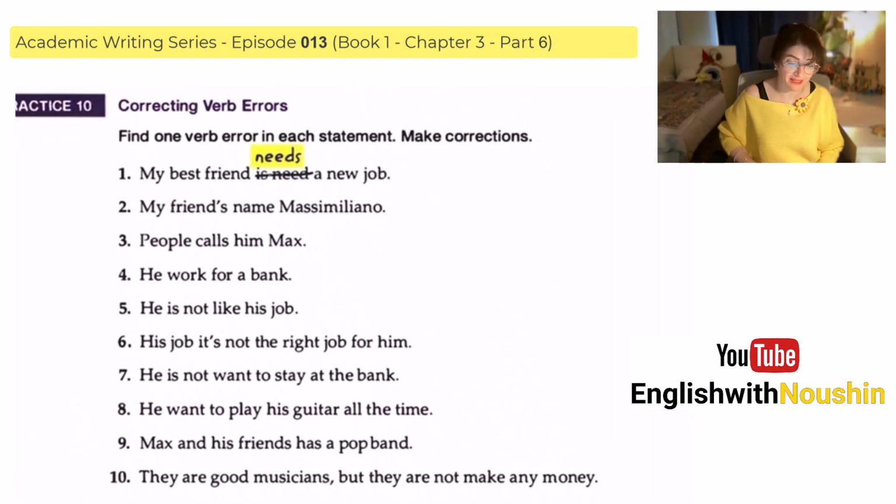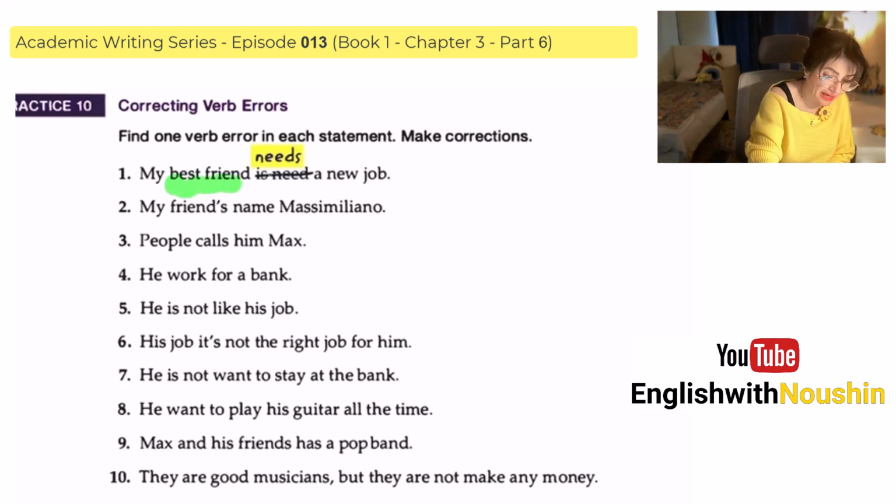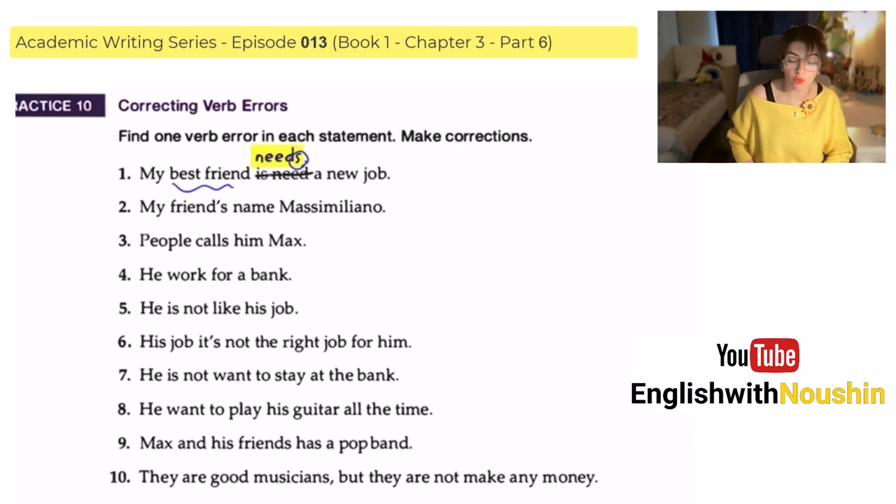Let's look at practice number 10. This one's easy. Correcting the errors. In each sentence, you've got a wrong verb or a wrong part. Just look for something that is wrong and fix it. For example, my best friend is need a new job. Need is a verb itself. Because it's my best friend, we just need to add S to need. So the correct form is my best friend needs a job. 9 more sentences, 2 minutes.